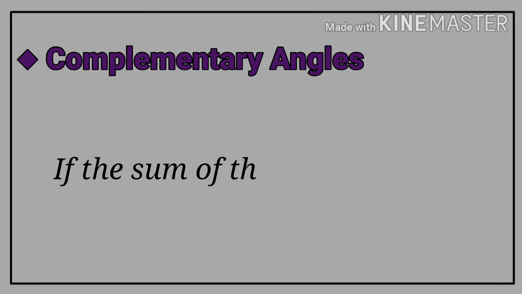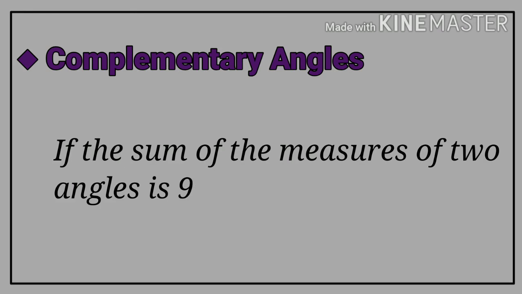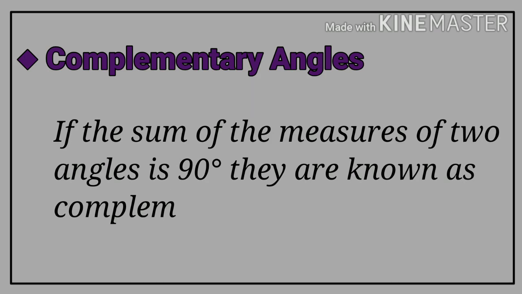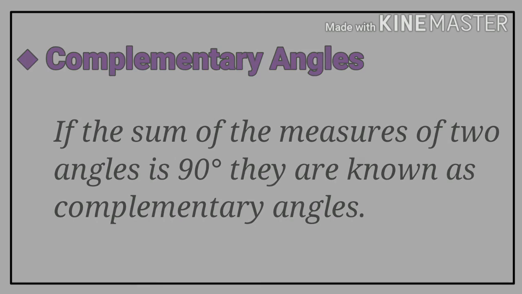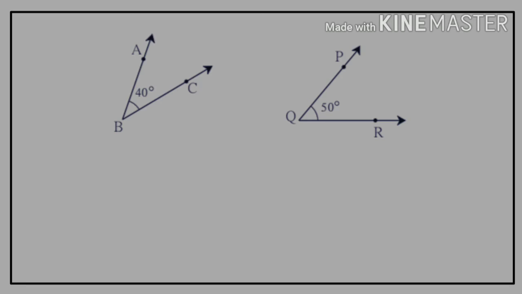First, the definition. If the sum of the measures of two angles is 90 degrees, then they are known as complementary angles. Okay, it means that if the addition of the measures of two angles is 90 degrees, then we say that these two angles are complementary angles. Okay, observe these two angles.